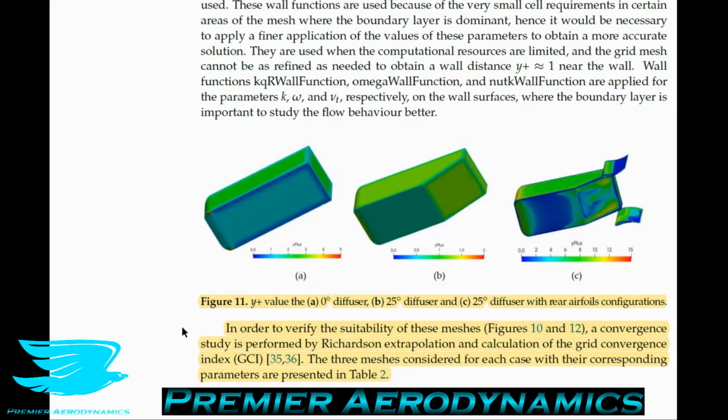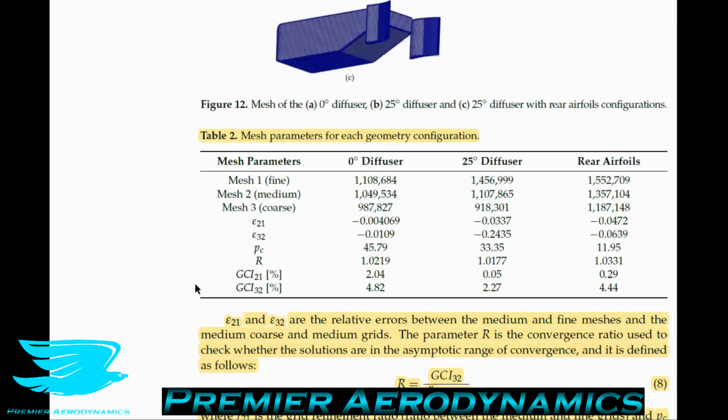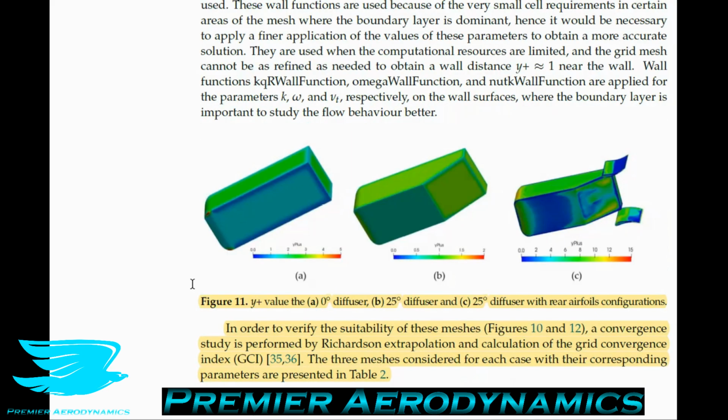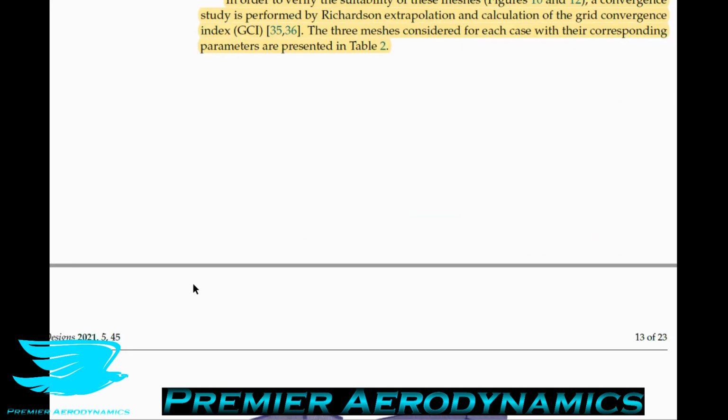The 3 meshes considered for each case with the corresponding parameters are presented in table 2. So let's talk about all these different terms that we just covered. We talked about the grid convergence index and the Richardson extrapolation to determine whether refining the mesh more is important or not. So what does this all mean?